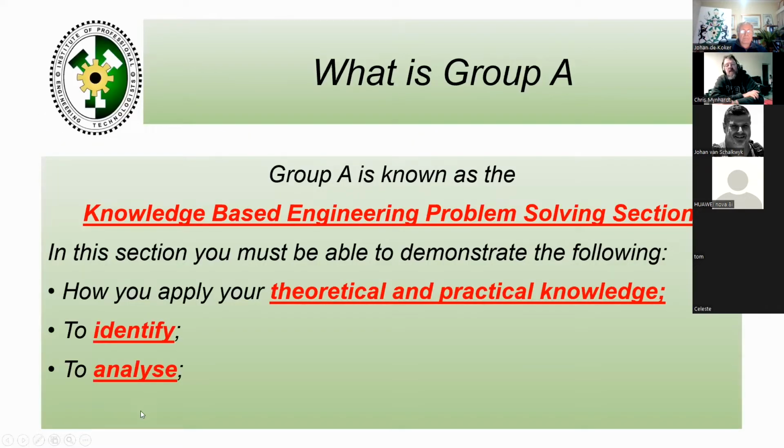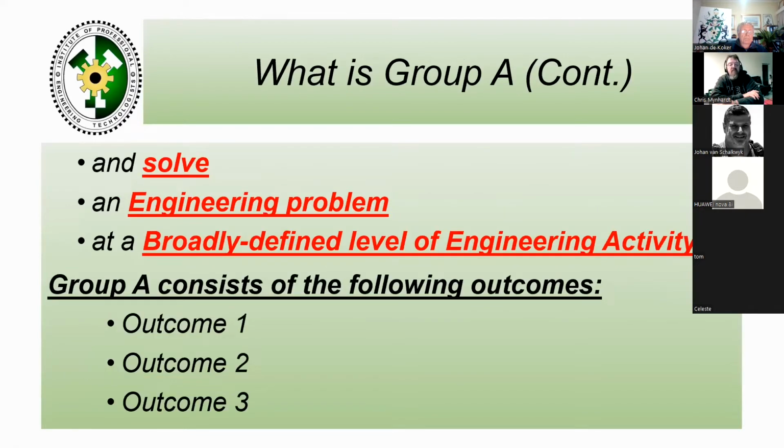Okay, what is Group A? Group A is known as the knowledge-based engineering problem solving section. So please remember that. This is a section where you must be able to demonstrate how to apply your theoretical and practical knowledge, and to identify, analyze, and solve an engineering problem at the level of a broadly defined engineering activity. Now, Group A consists of outcomes 1, 2, and 3.